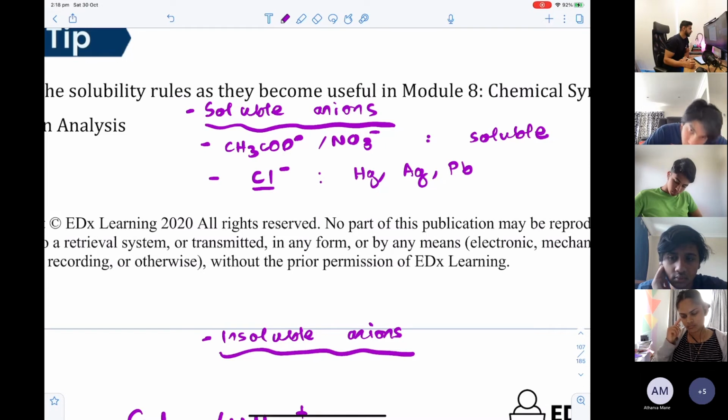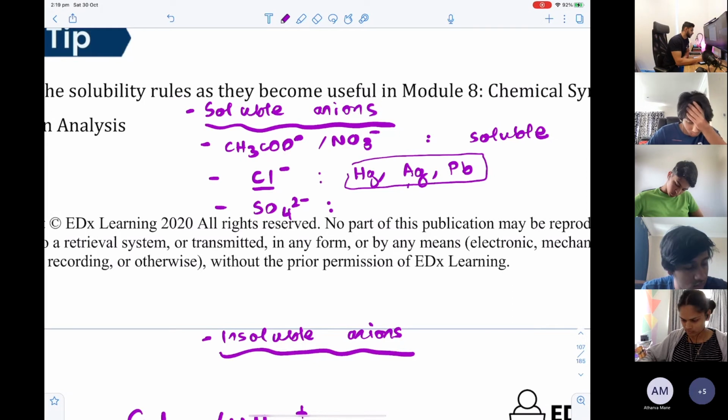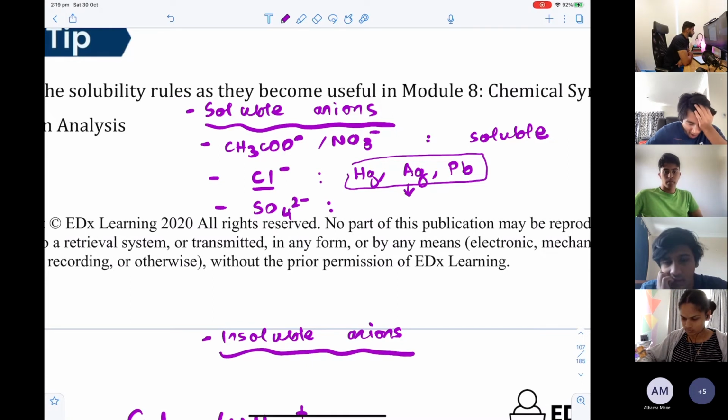Okay, very good. Now for sulfates, what I remember is that sulfates are your next ion. I literally copy paste this trio and bring it down. So it's the same 3 elements. Silver, lead, mercury are also insoluble for your sulfates. So whatever's insoluble for chlorides is also insoluble for sulfates.